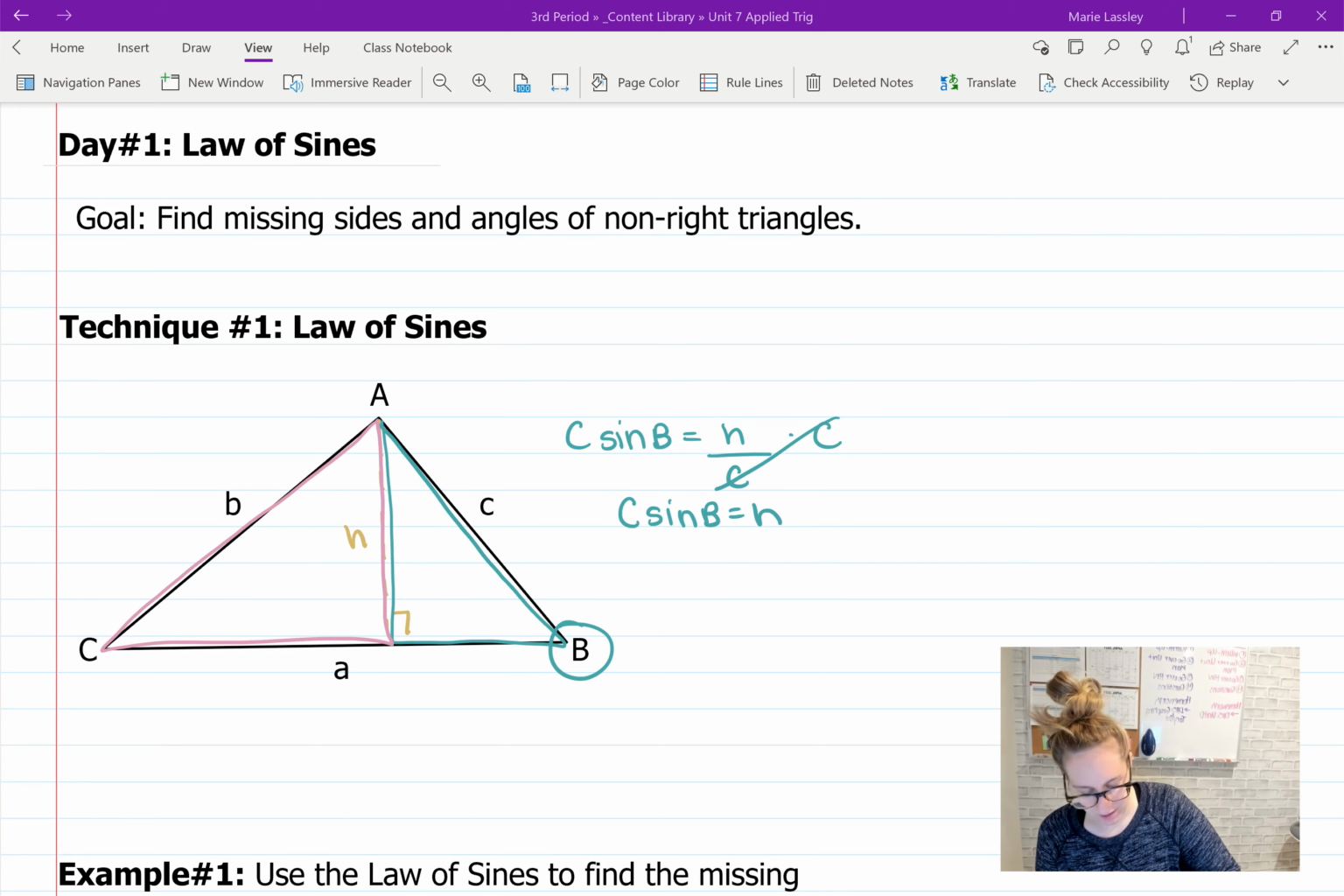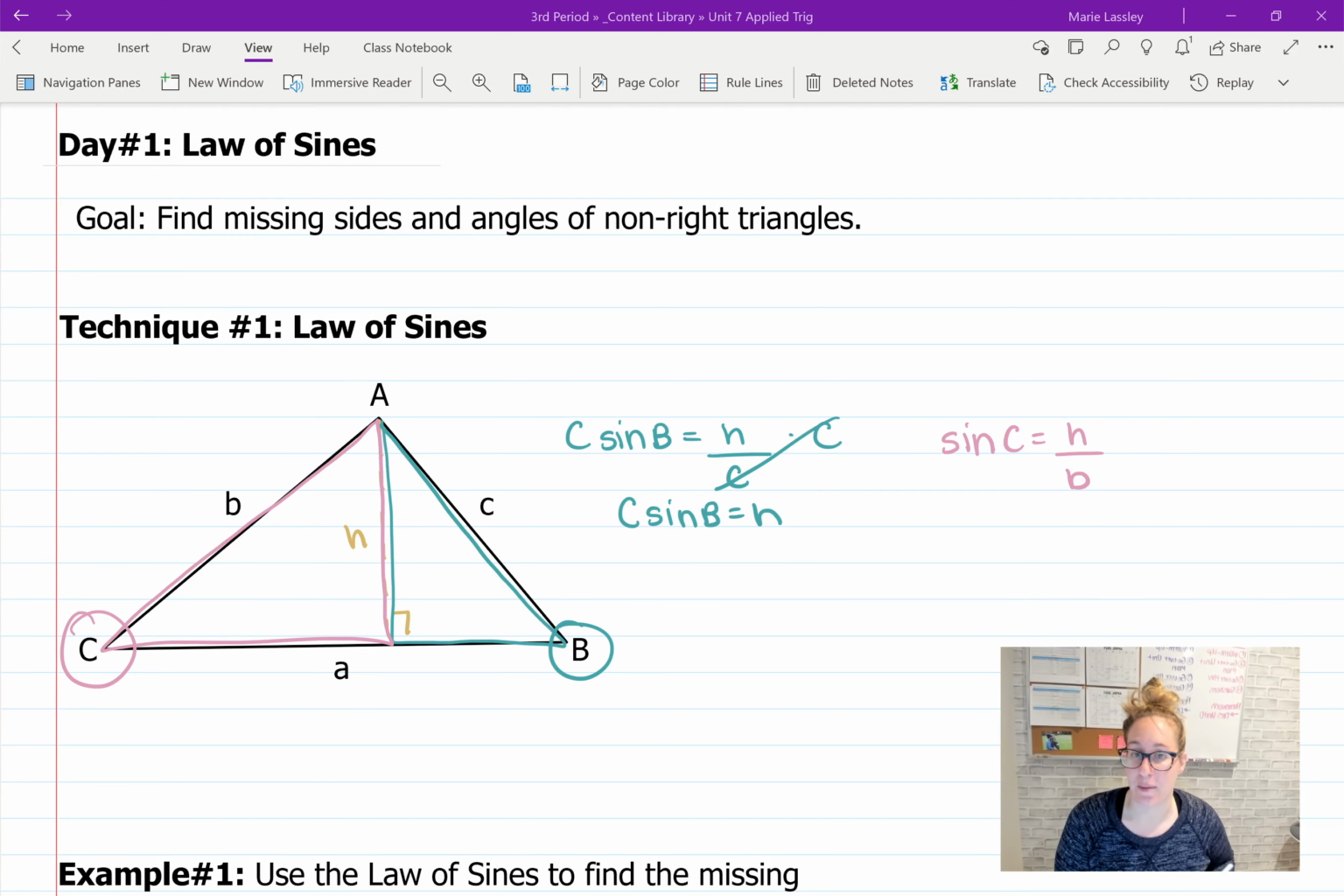All right, and say we wanted to find angle C. Again, using sine, the sine of angle C is opposite over hypotenuse, so H over my hypotenuse, which in this case is B. Again, we want to get rid of our fraction, so we just multiply both sides by B. So now we have B sine C equals H.